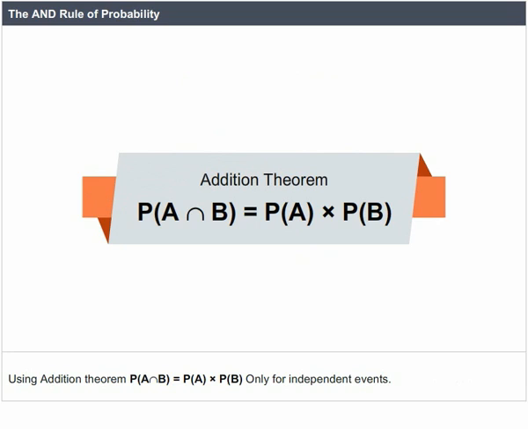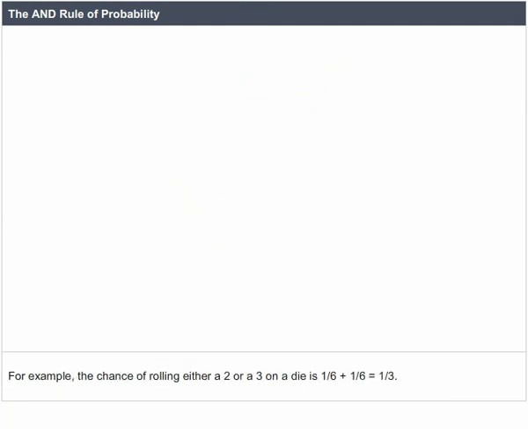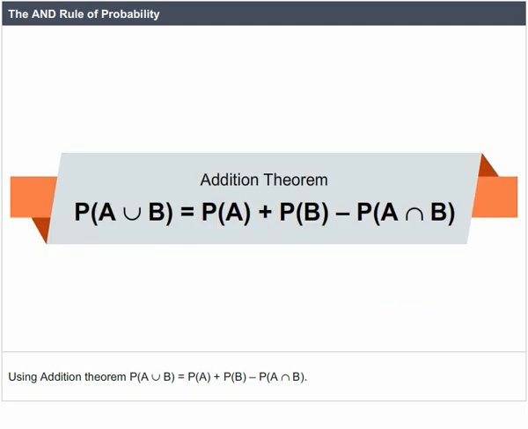Two events are said to be mutually exclusive when both cannot happen simultaneously in a single trial, or we can say the occurrence of any one of them excludes the occurrence of the other. For example, the chance of rolling either a 2 or a 3 on a die is 1 by 6 plus 1 by 6 equals 1 by 3. Addition theorem: P of A union B is equal to P of A plus P of B minus P of A intersection B.